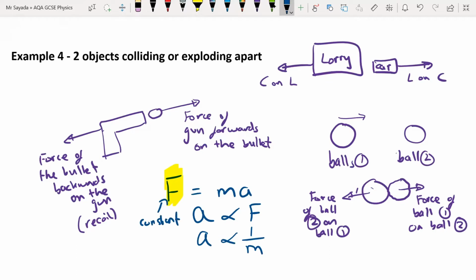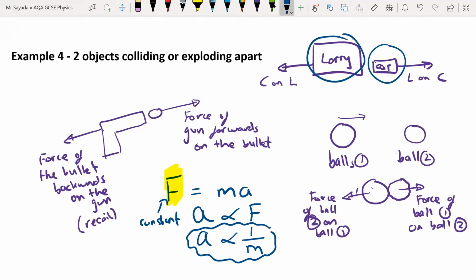Now, if the force is the same for both, but acceleration is inversely proportional to mass, the one with the bigger mass is going to have a smaller acceleration. And the one with the smaller mass is going to have, finish my sentence, a bigger acceleration. So here, the car has a smaller mass, so it's going to experience a bigger acceleration, whereas the lorry has a bigger mass, so it's going to experience a smaller acceleration.